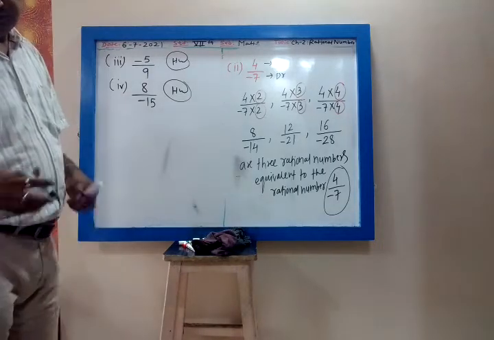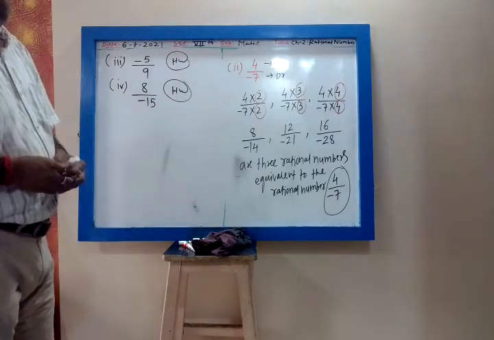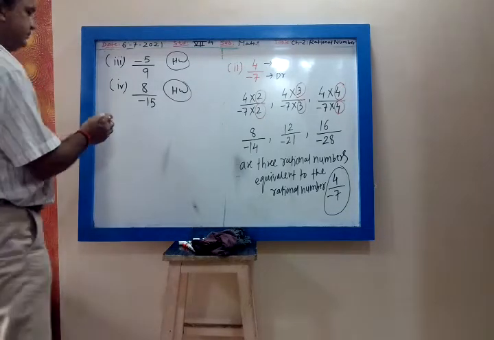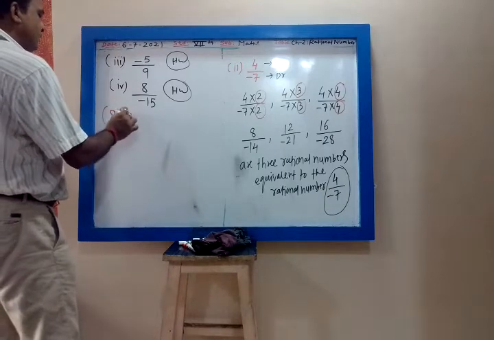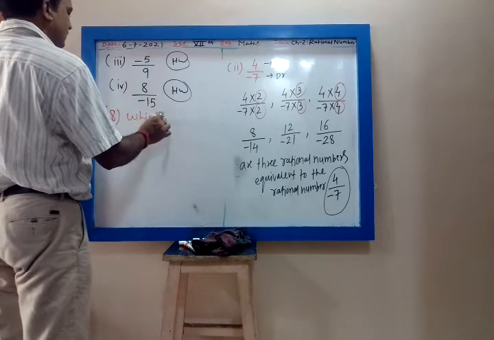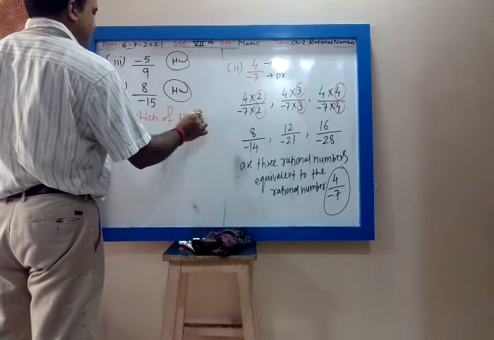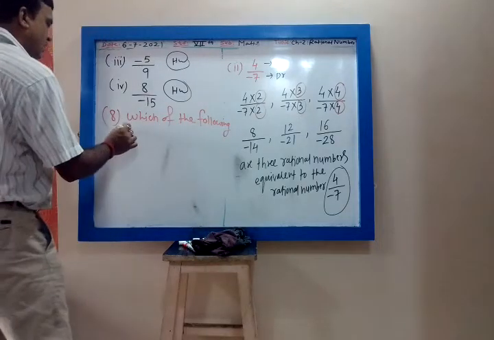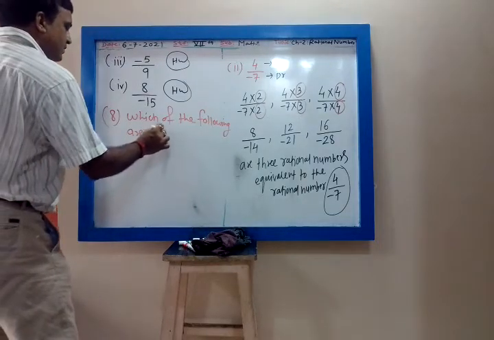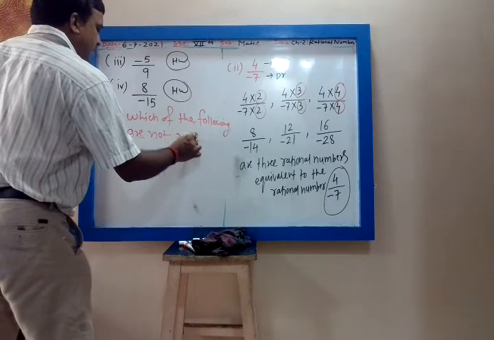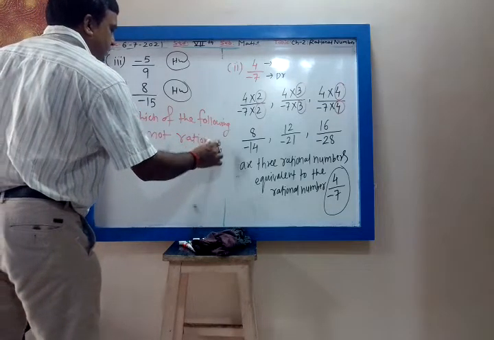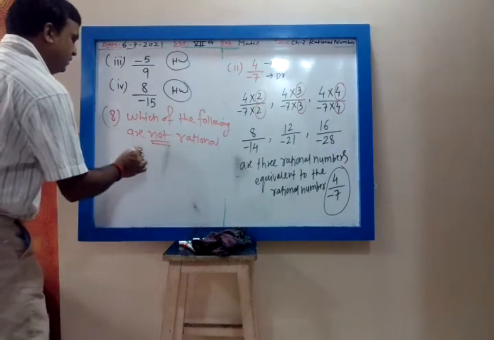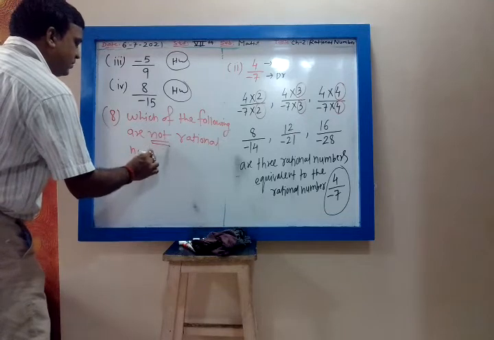Now, eighth one. Which of the following are not rational numbers? You have to find out the number which is not a rational number.